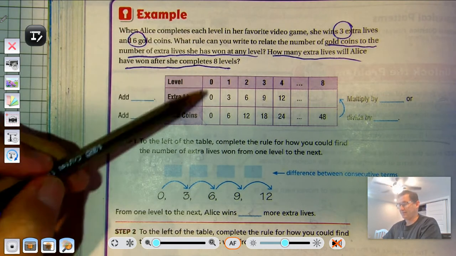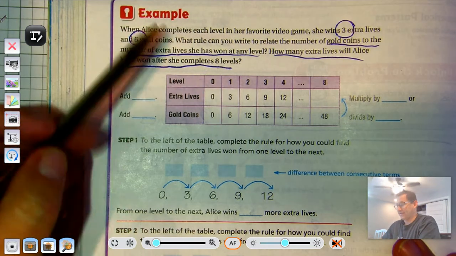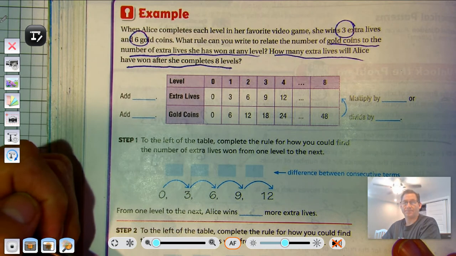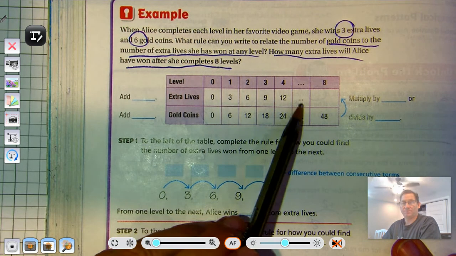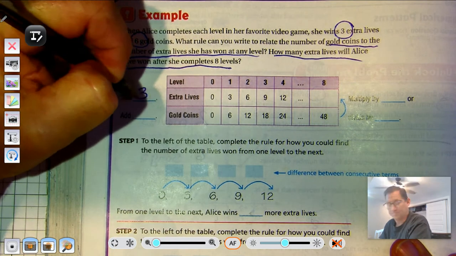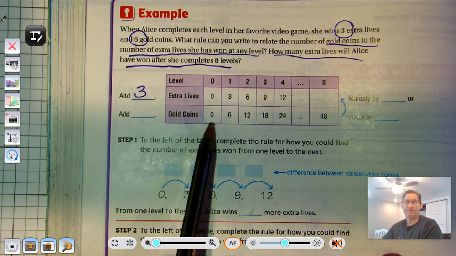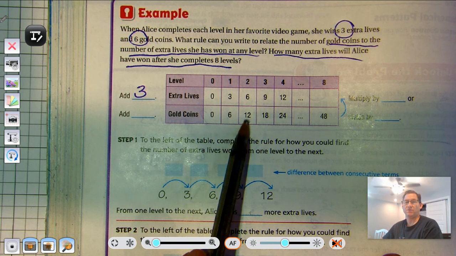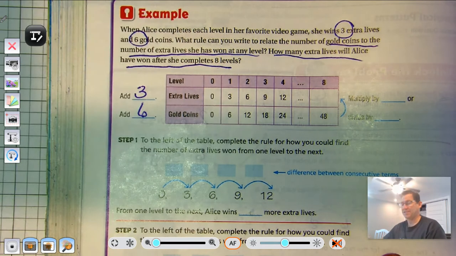So we see here at just starting the game, she has no extra lives. She has no gold coins. At the end of level 1, she has 3 extra lives and 6 gold coins. So what are we doing each time we complete a level? We're adding 3, right? And every time we complete a level, what are we doing for the gold coins? We're going from 0 to 6, 6 to 12, 12 to 18. So basically 6 coins, right? Add 6 each time.